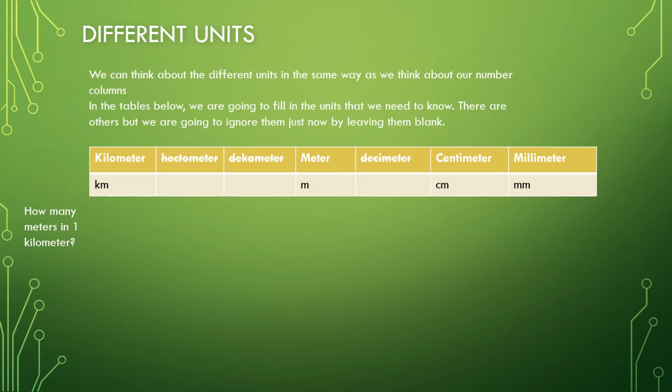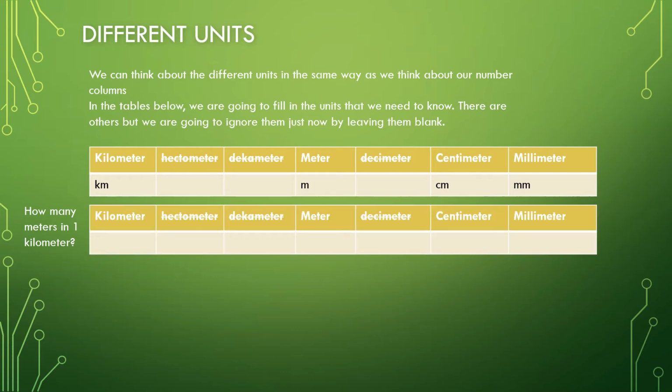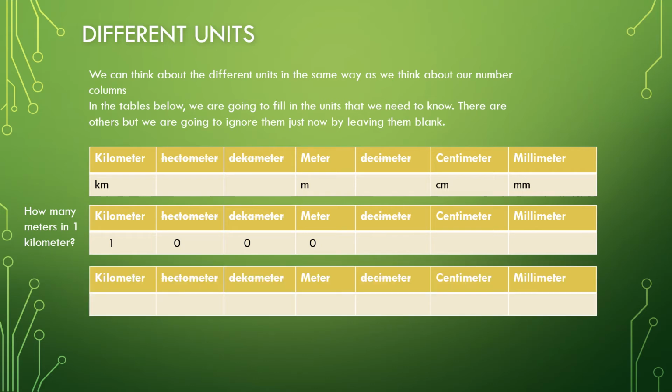So the question is, how many meters are there in 1 kilometer? We want to go from meter into kilometer, and there's my little arrow to show that. All I'm going to do is start in my meters box and write down a 0, and fill each column with a 0 until I get to my kilometer column. So how many meters are there in a kilometer? There are 1,000. That's the number I've got from my table. All I'm doing is shifting from one column into another.